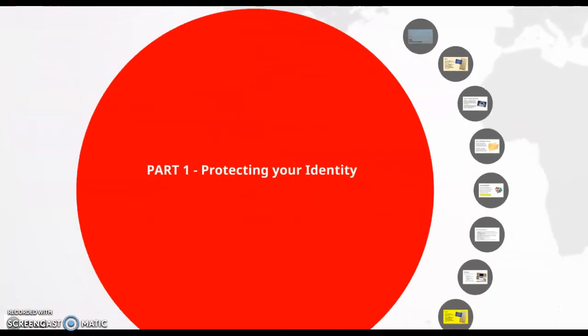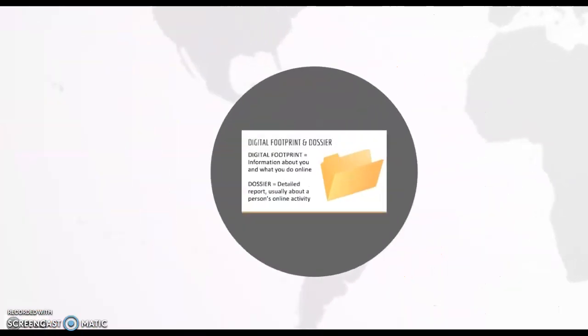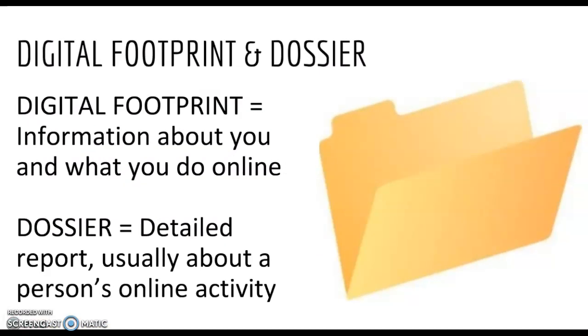So let's move on. Now that we know all about privacy and online predators, what's a digital footprint, or your dossier? Well, a digital footprint is information about you and what you do online. Every time you log into a site or anytime you play a game online, anytime you travel anywhere, the internet and certain companies keep track of where you've been. It leaves a digital footprint, kind of like you were on the beach and in the sand. You walk down the beach and there's a trail of footprints behind you. And what companies keep is what's called a dossier. This is a detailed report, usually about a person's online activity.